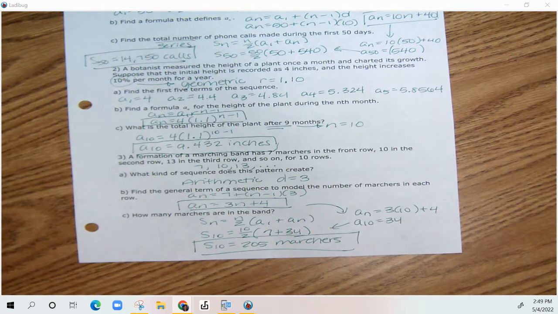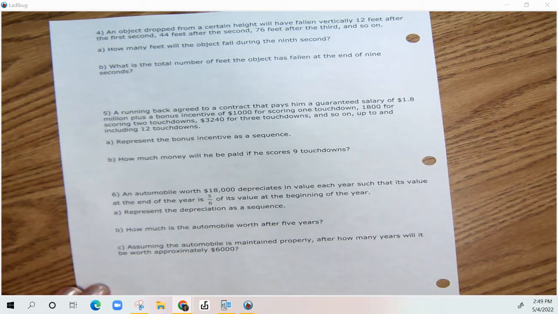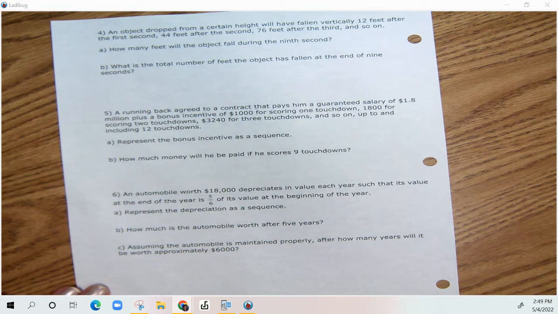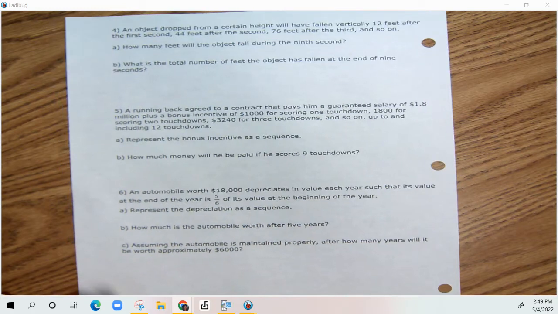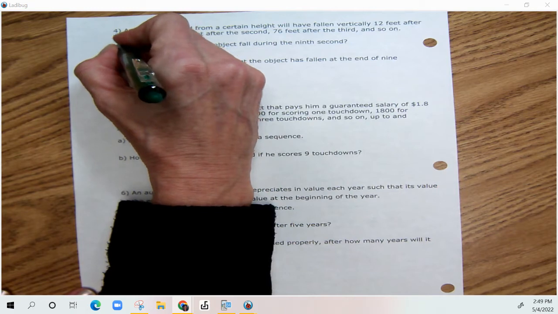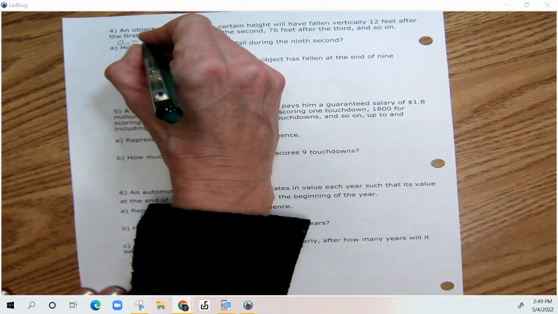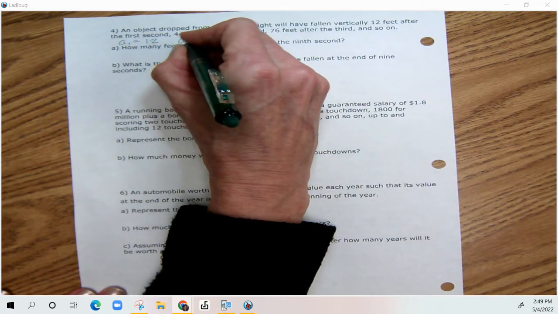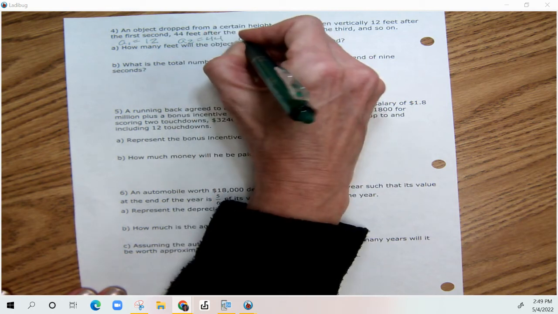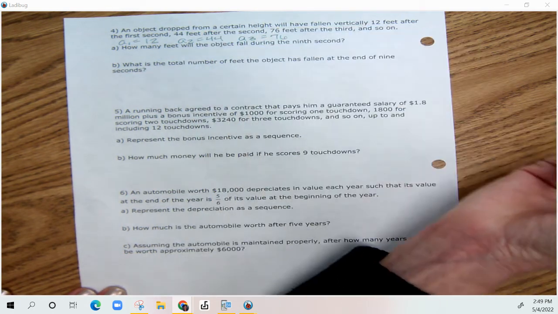Okay, number 4. An object dropped from a certain height will have fallen vertically 12 feet after the first second, 44 feet after the second, 76 feet after the third, and so on. So let's write that out. It says A sub 1 is 12 feet, A sub 2 is 44 feet, A sub 3 is 76 feet.